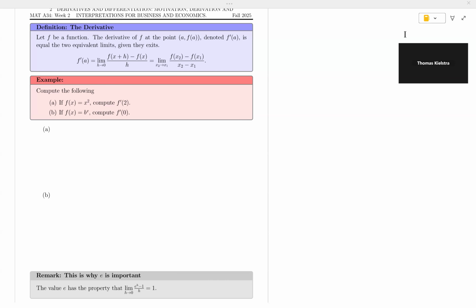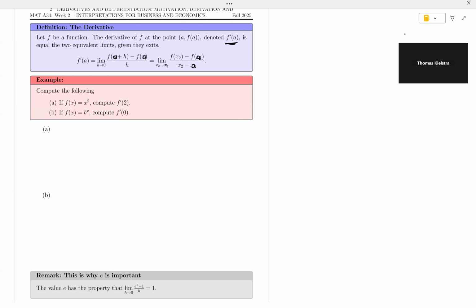In this video, we're going to explore computing the derivative at a point and computing the derivative of a function. Now, computing the derivative at a point: the derivative of f of x at a is the limit as h approaches 0 of f of a plus h minus f of a over h, which is equal to the limit as x2 approaches a of f of x minus f of a over x2 minus a. You can use either definition when we're asking you to compute the derivative at a point.